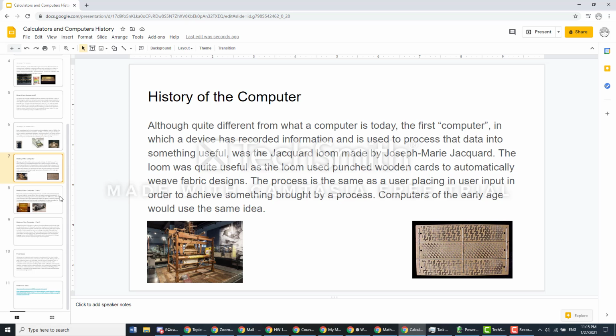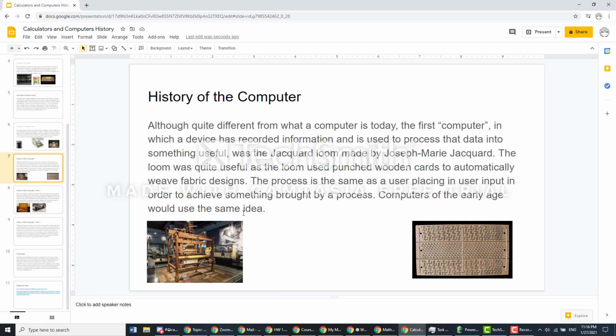So like I said at the beginning of this, calculators and computers are different. So this is why. Computers are different in that they process information, but it doesn't necessarily have to be numbers. They just process information, not numbers, and they use that process to create something else.